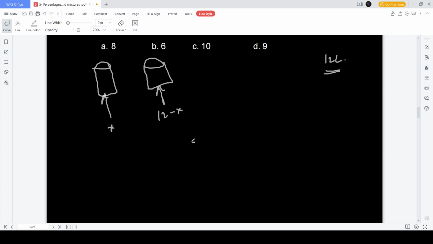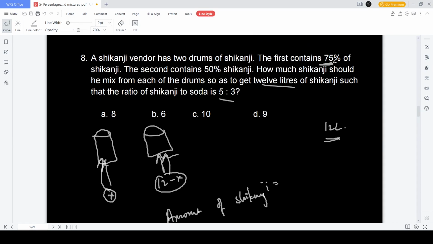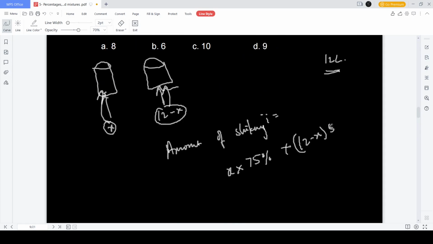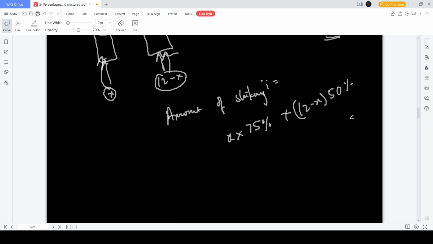So let's write the amount of shikanji total that he removes. That becomes x into this percentage plus 12 minus x into this percentage. So x into the percentage from the first drum, that is 75% shikanji, plus 12 minus x into the next drum, which is 50% shikanji. This is the amount of shikanji present in whatever mixture he removes. So that becomes 0.75x plus 6 minus 0.5x, that's 0.25x plus 6. This is the amount of shikanji.